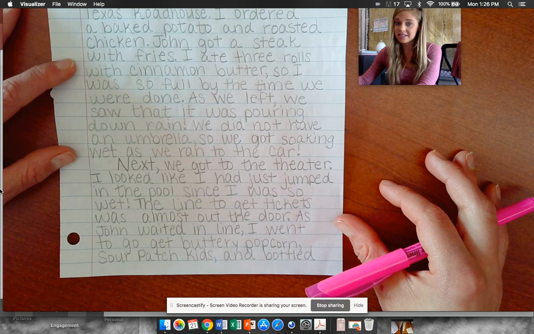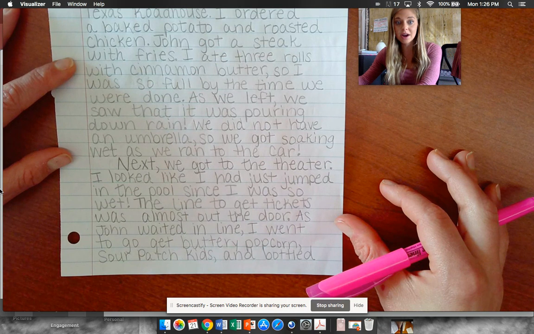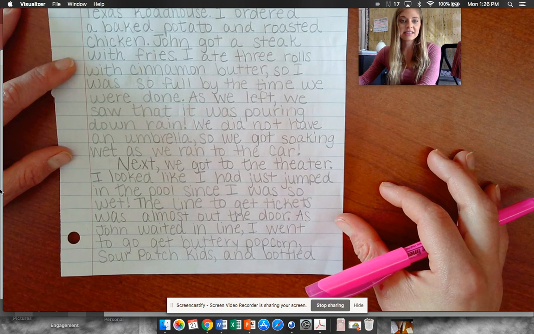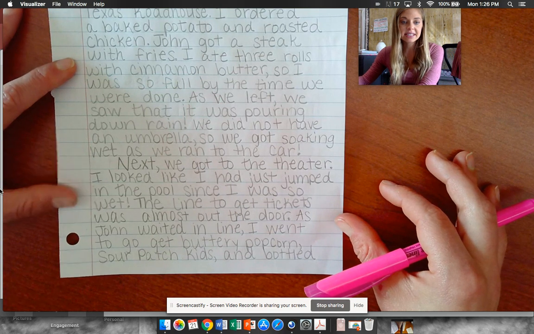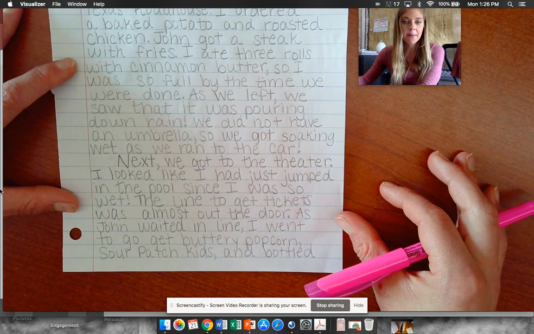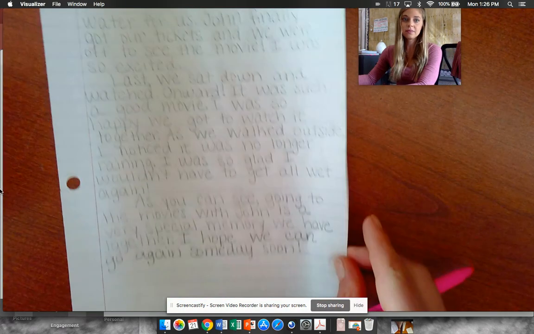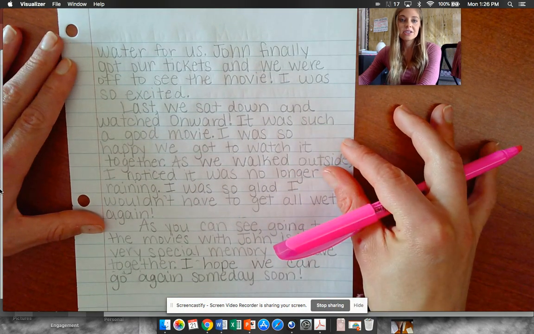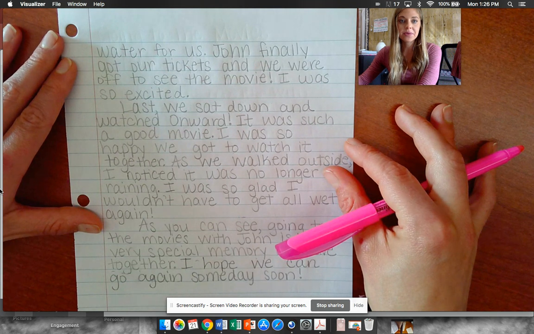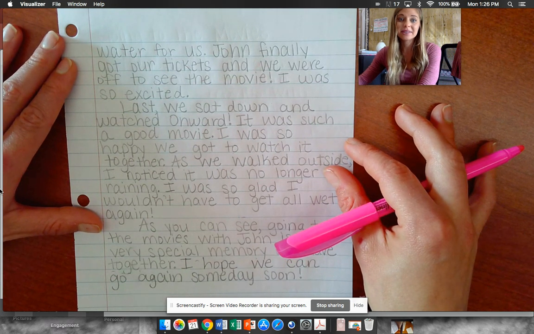Next, we got to the theater. I looked like I had just jumped in the pool since I was so wet. The line to get tickets was almost out the door. As John waited in line, I went to get buttery popcorn, Sour Patch Kids, and bottled water for us. John finally got our tickets, and we were off to see the movie. I was so excited. Last, we sat down and watched Onward.